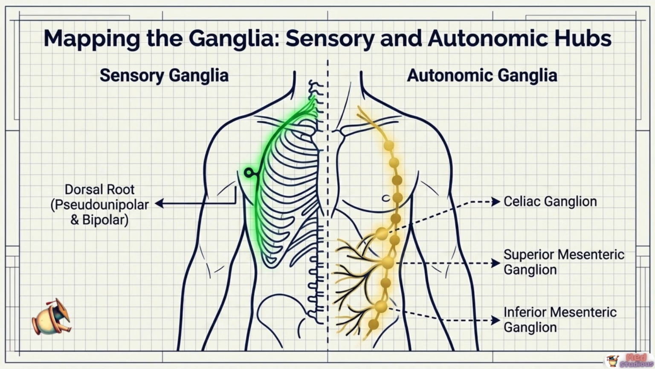On the other side, we have the autonomic ganglia, which handle involuntary, unconscious, visceral motor functions. This network includes the sympathetic chain running parallel to the spine, as well as massive, critically important regional hubs deployed deep within the abdominal cavity, such as the celiac ganglion, the superior mesenteric ganglion, and the inferior mesenteric ganglion, which collectively regulate the massive blood flow and secretory functions of your digestive organs.